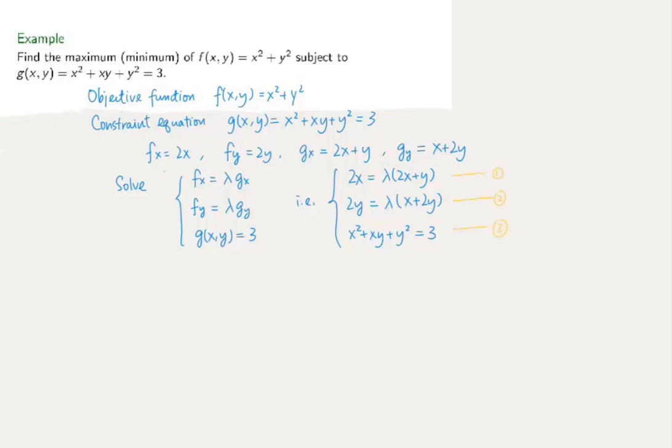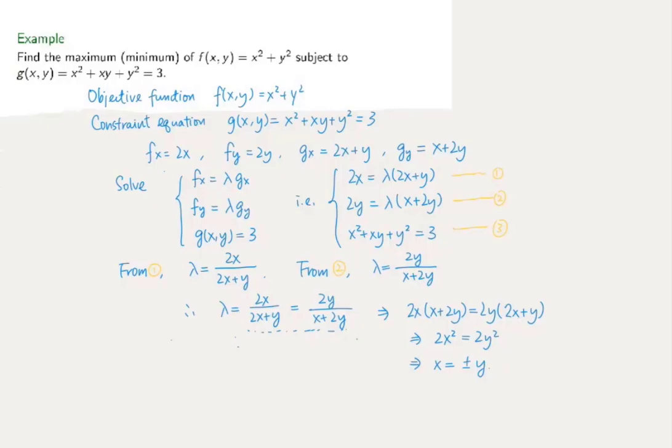Note that there is no systematic way for us to solve the set of equations we obtained when we compute the partial derivatives. In our case, we observe that we can use equations 1 and 2 to form lambda equals 2x over 2x plus y and lambda equals 2y over x plus 2y. Altogether this gives the equation 2x times x plus 2y equals 2y times 2x plus y.